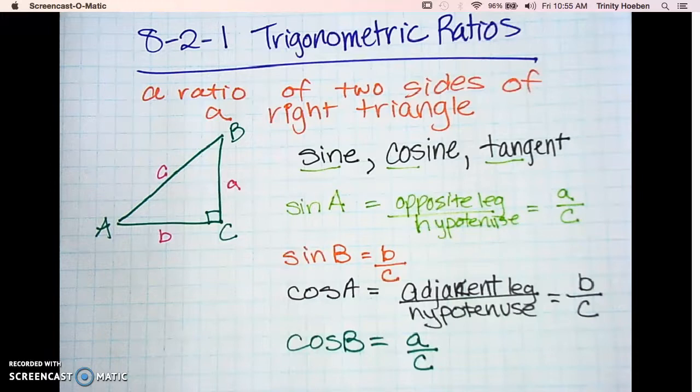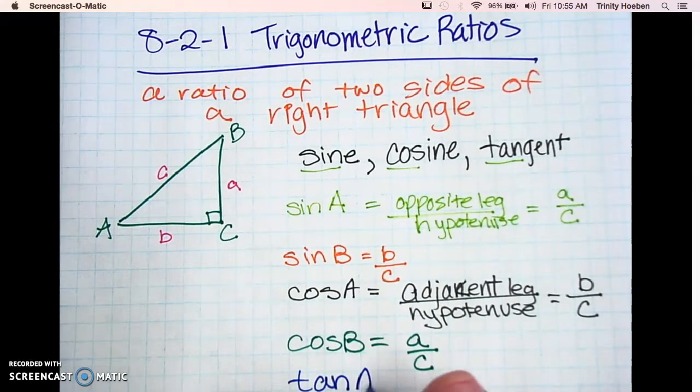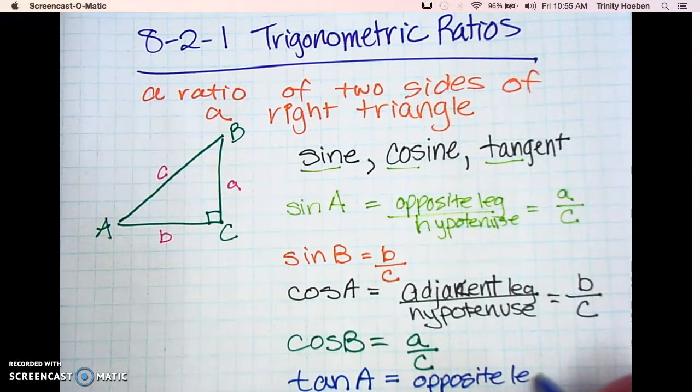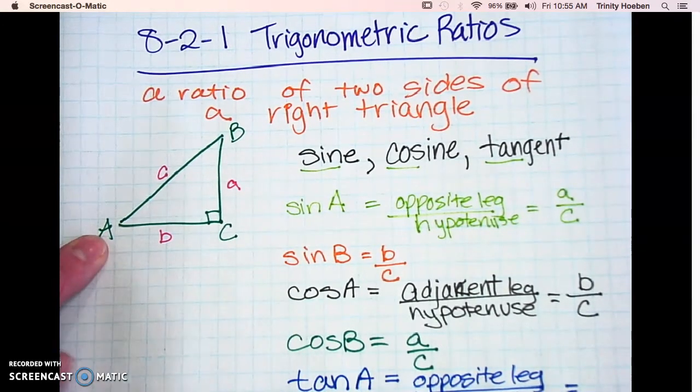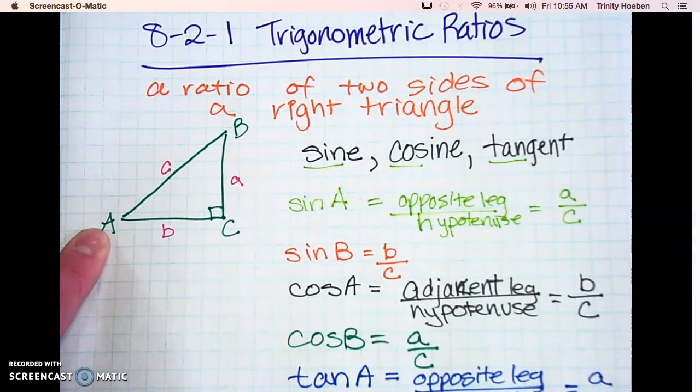Let's look for the third one, which is called the tangent of A. The tangent is going to be the ratio of the opposite leg over the adjacent leg. From angle A, the opposite leg is the little letter A, and the adjacent leg is the little letter B. For that one, you don't use the hypotenuse.